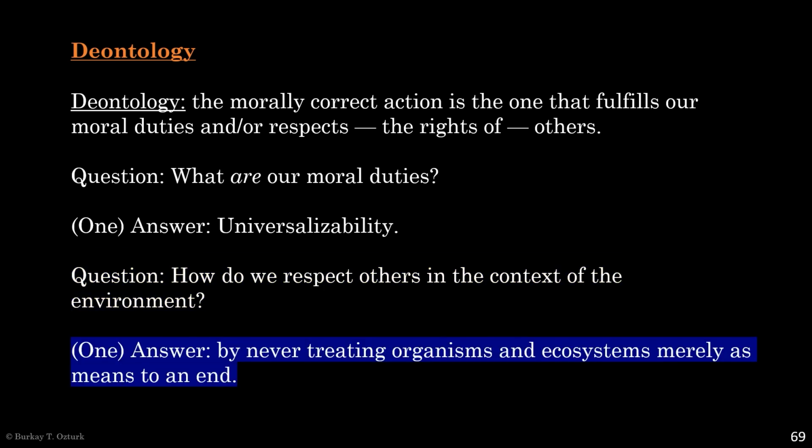Again, one influential answer is this: we can be respectful by never treating organisms and ecosystems merely as a means to an end. To see what that means, consider factory farms where animals are raised in terrible conditions. Why? Because people want to eat them. We are treating those animals merely as a means to an end, merely as a vessel for the meat, eggs, and milk their bodies will produce. How could it be otherwise? How can we not treat organisms and the ecosystems around us merely as a means to an end?